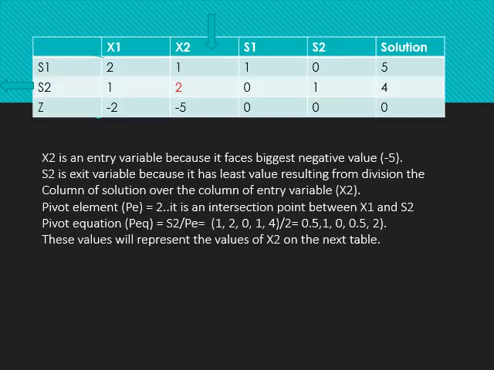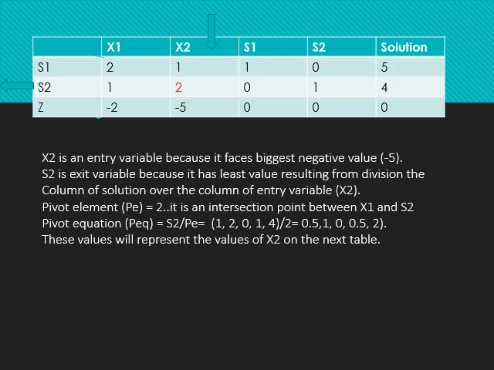This is the primal table. The left column consists of the two basic variables, s1, s2, and z. The upper row consists of the non-basic variables x1, x2, s1, s2, and solution.